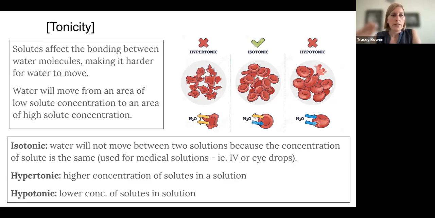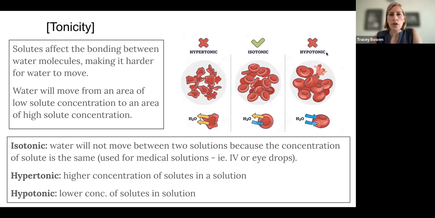And so we have three different types. These are all red blood cells, and they could be in a hypertonic solution. So that means there's more solute in the solution than in the red blood cell. And if that's the case, the water is going to move out and these red blood cells are going to shrink, and eventually they might plasmolyze, meaning they kind of collapse in on themselves. If they're in an isotonic solution, that means the solute concentration is equal between the red blood cells and the solution. So water is going to move in and out, but there's not going to be any net change to the red blood cells.